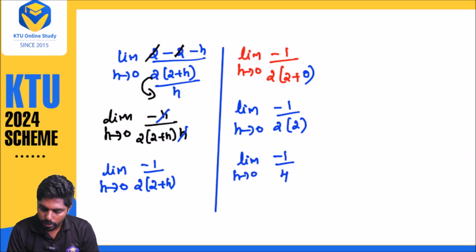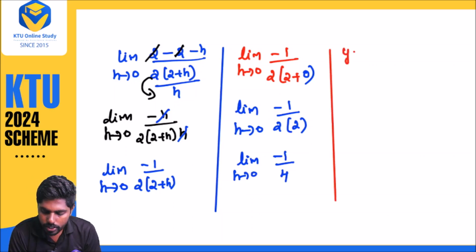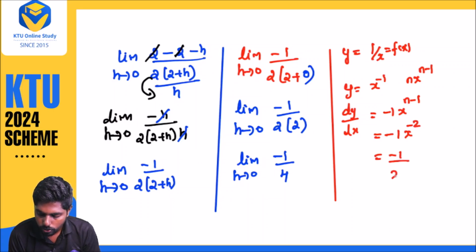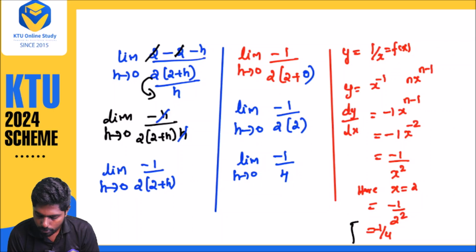If you do it by the derivative method also, you will be getting the same answer. y is equal to what? 1 by x, that is nothing but f of x. This is nothing but y is equal to x power minus 1. We know the formula dy by dx is n into x power n minus 1, that is minus 1 into x power minus 2. So we will be getting minus 1 into x square. Here x is equal to 2, so you will be getting minus 1 by 2 square, that is minus 1 by 4. So you are getting the same answer here.